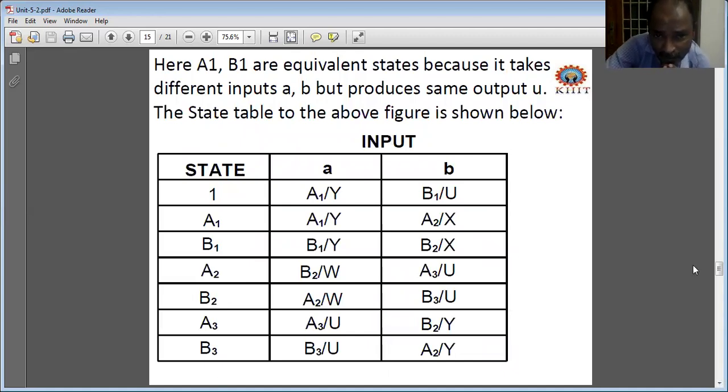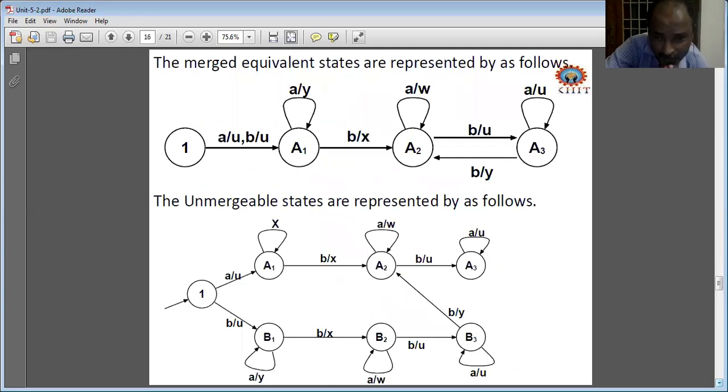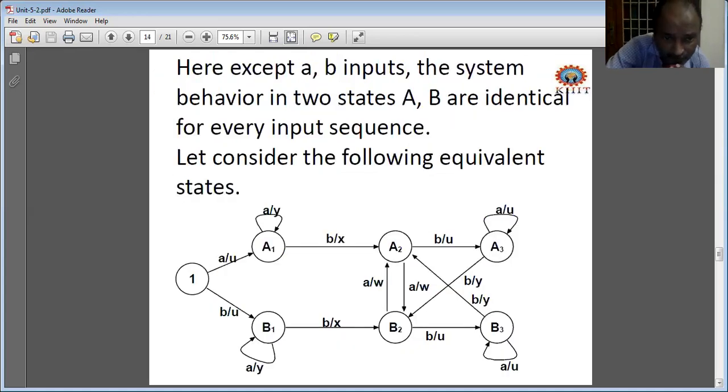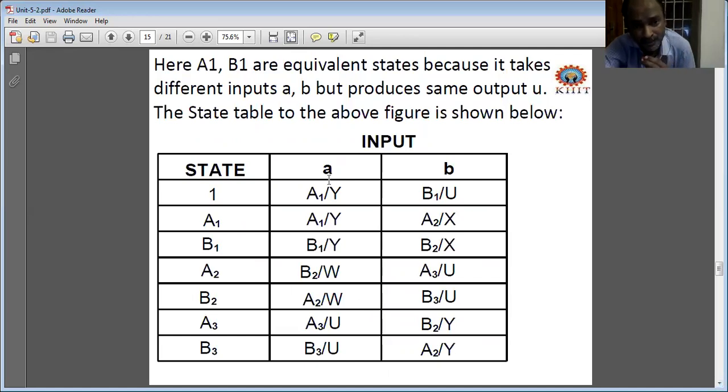Now the inputs and outputs. What are the different inputs and outputs here? First, in the state table, what are the two different inputs? The two different inputs are A and B. A is one input, B is one input.